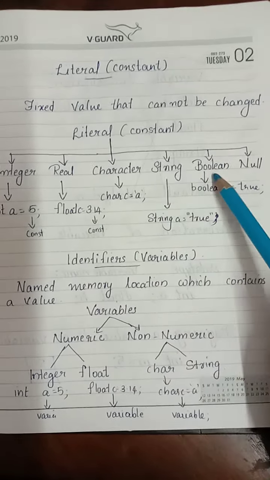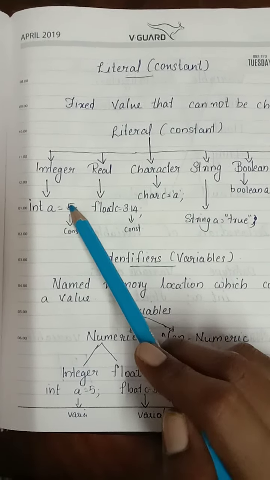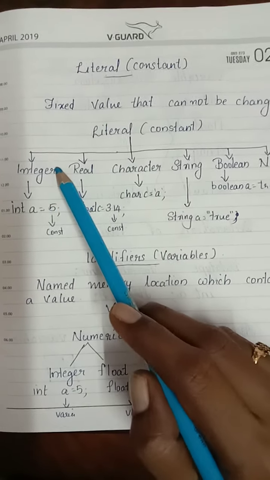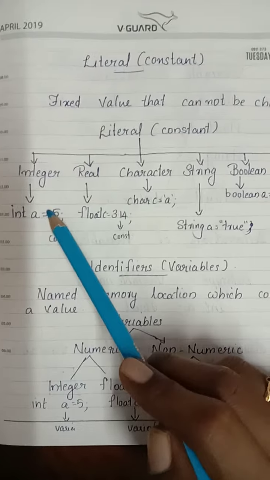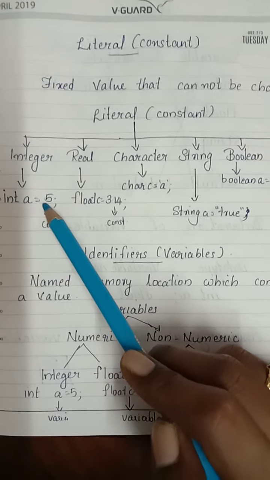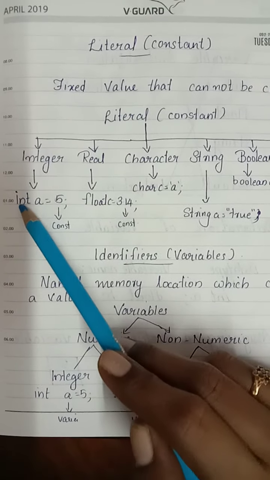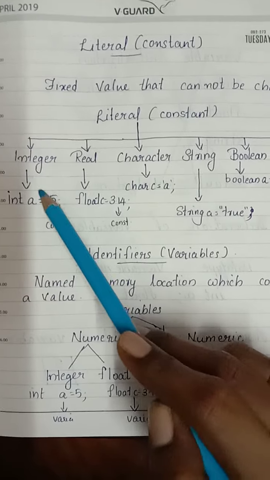Integer literal means numbers or numeric values which are represented without the decimal point. It includes positive or negative values. For example, int a = 5. 5 is the constant value, that is an integer value.